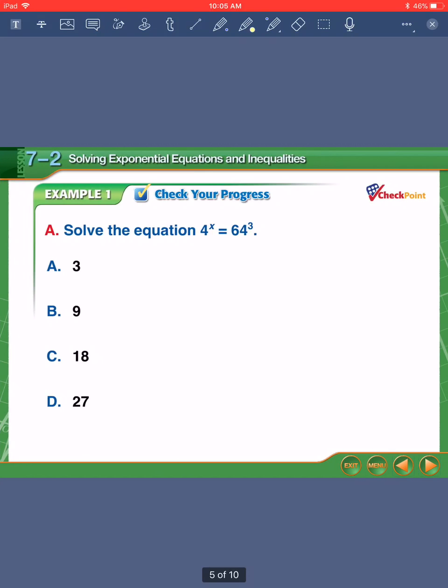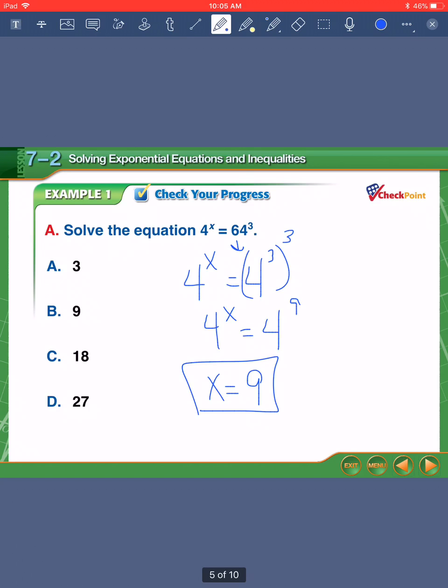I have 4 to the x power equals 64 cubed. So I can rewrite 64 cubed. So 4 to the third power is 64. So I have 4 to the x equals 4 cubed. So I get 4 to the x equals 4 to the ninth. And I can drop my bases and I get that x equals 9. You could also get both of the bases to be 2 if you would like, and say that 4 is 2 squared and 64 is 2 to the sixth power. You'll get the same answer either way.